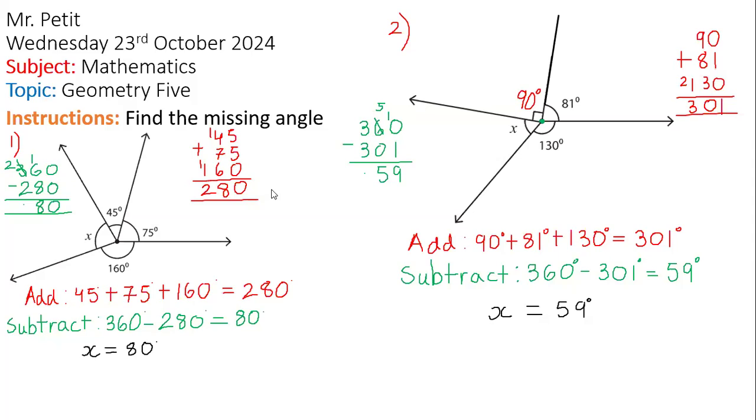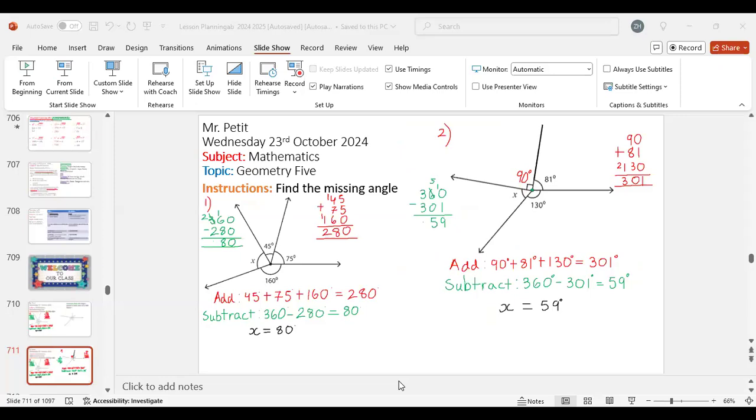Okay, so let's do some examples. Well, we already did our examples. Let's do the grade exercise. So the grade exercise should not be difficult. Should be very straightforward. Again, we're looking at angles around a point and we're trying to find the value of x.